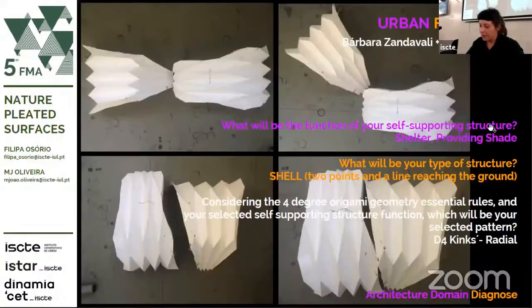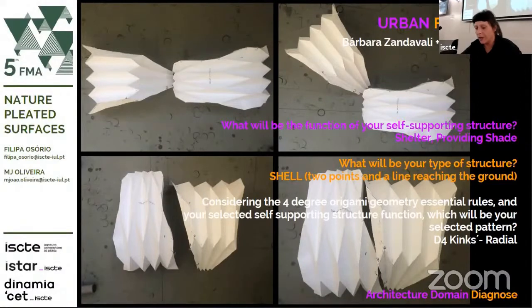So I'm going to show you the five projects that emerged. They were mostly done by pairs of two. One of the groups had three persons. And this one is the urban furniture. Each group baptized their project as they wished. And they had these questions, all of them, that they had to answer.